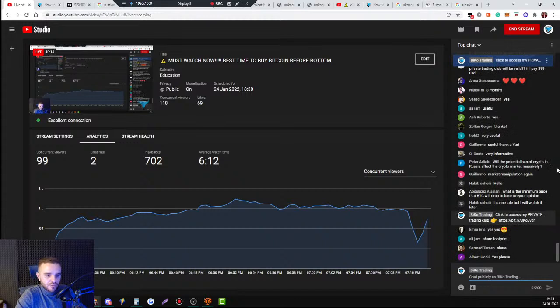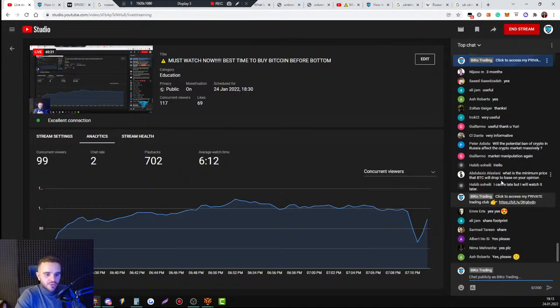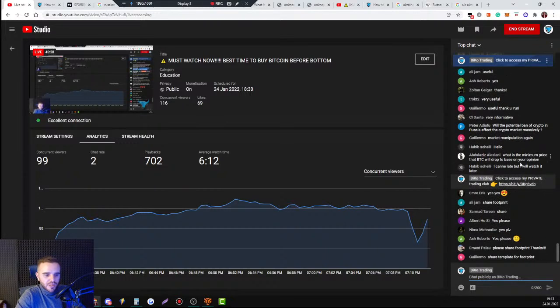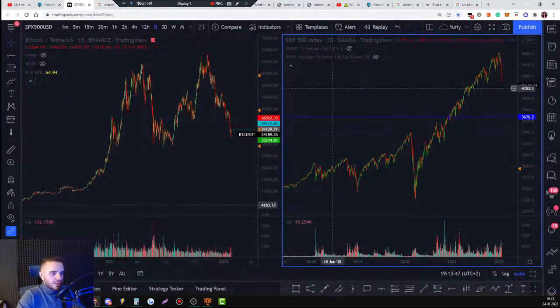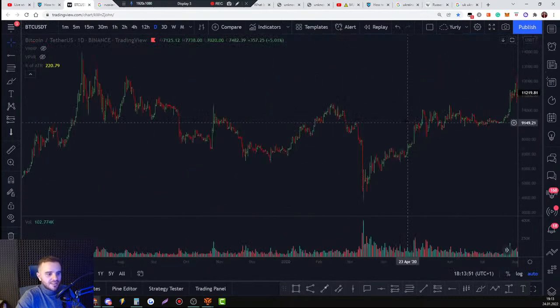Will potential ban of crypto in Russia affect the crypto market massively? No, Russia is small compared to the world economy. It's only 3%. What's the minimum price that BTC will drop to, in your opinion? You never know how deep it could drop, because take a look at the example that happened on Bitcoin in 2020. That's an example for you of a short squeeze.